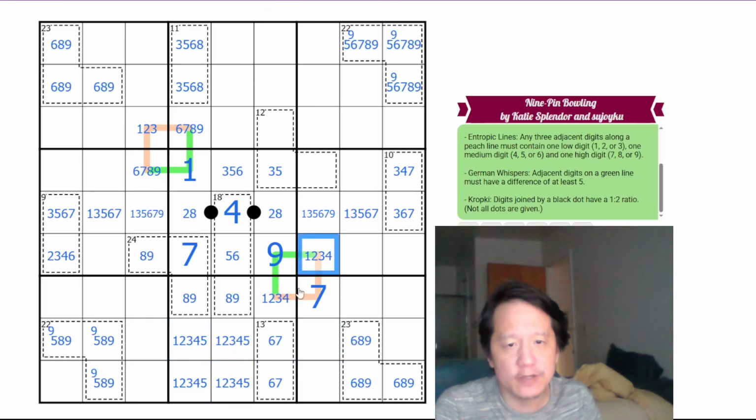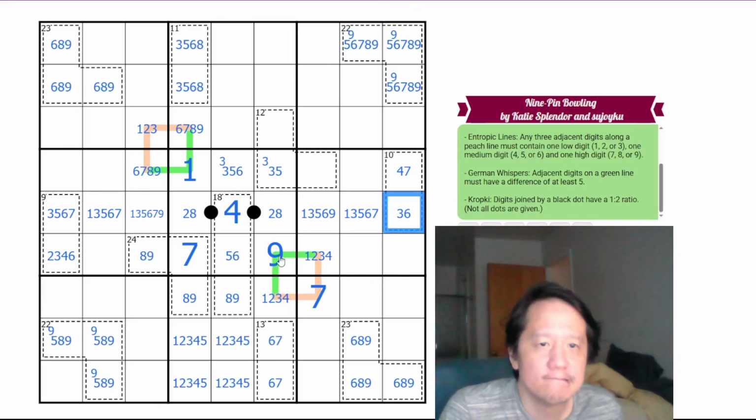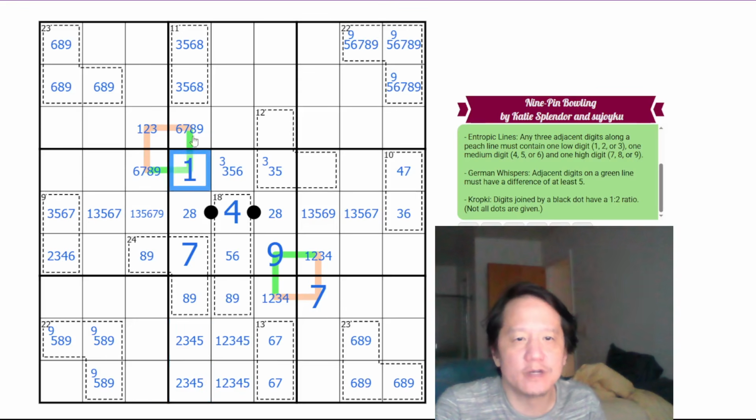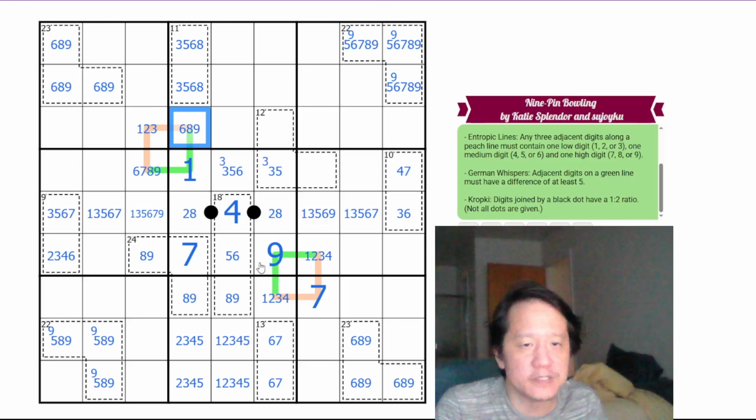We have 7 here. That means this can't be 7 here. 3 is guaranteed to be one of these two digits. So this cannot be 3, which means this can't be 7 there. 1 can't be here because of 1 in the column. 7 can't be here because of 7 in the column. One of these digits is 6 or 8. This digit is 6, 8, or 9. This digit is 8 or 9.